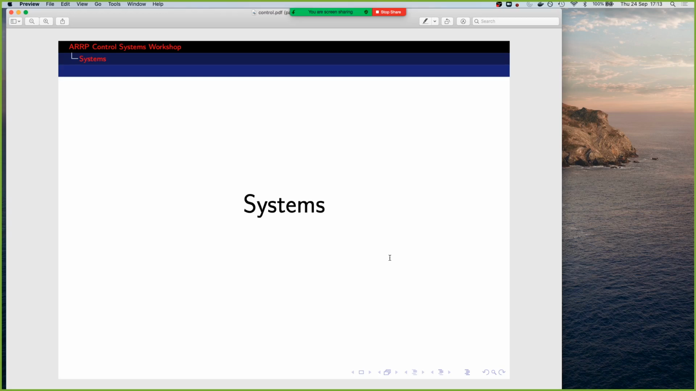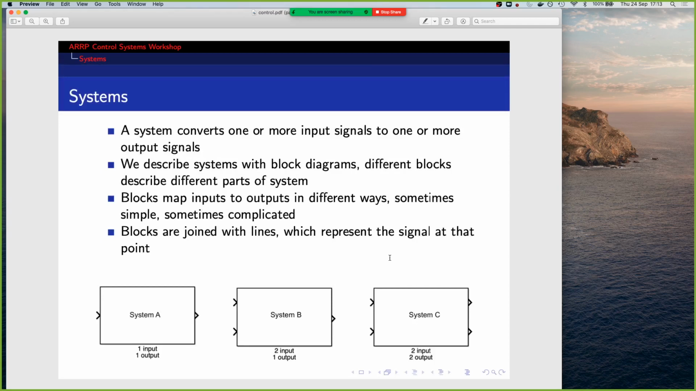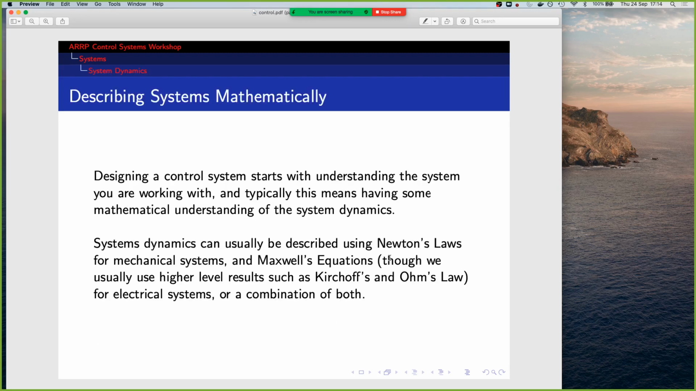If you haven't done signals and systems, or you need a bit of a refresher, here it is. A system converts one or more input signals to an output signal. We describe systems with a block diagram, and a block maps an input to an output. Sometimes that's a simple mapping, sometimes it's more complicated. Blocks are joined with lines which represent the signal at that point. I'm going to speed up a little maybe.